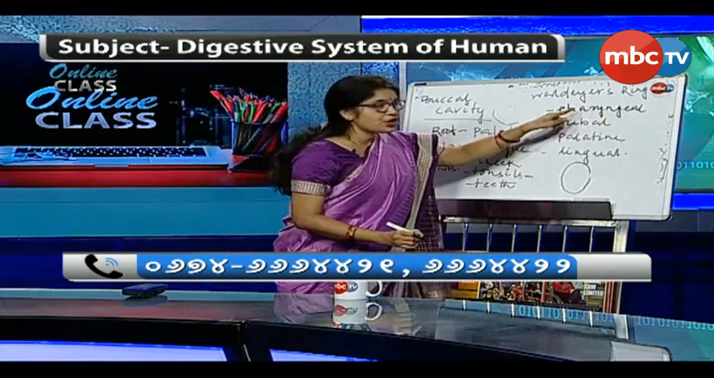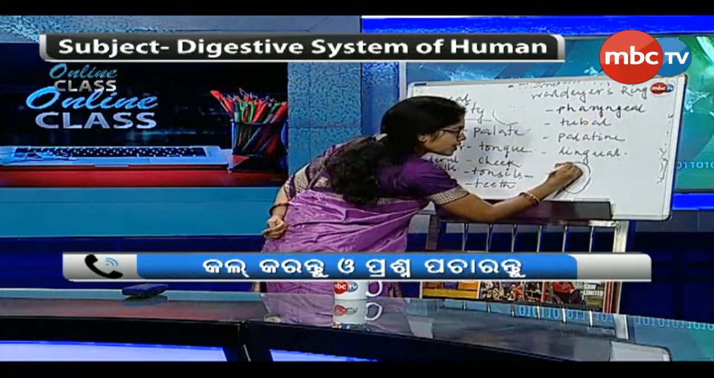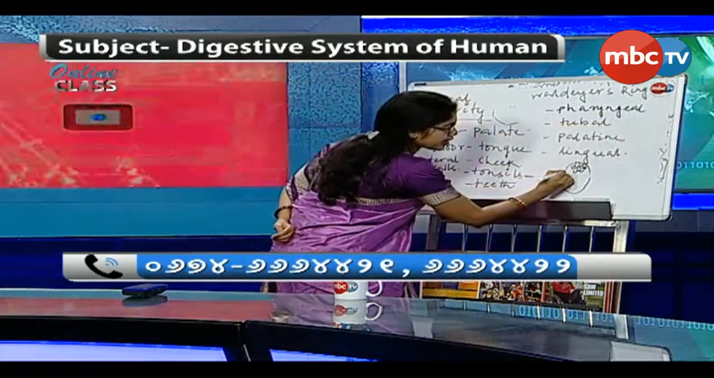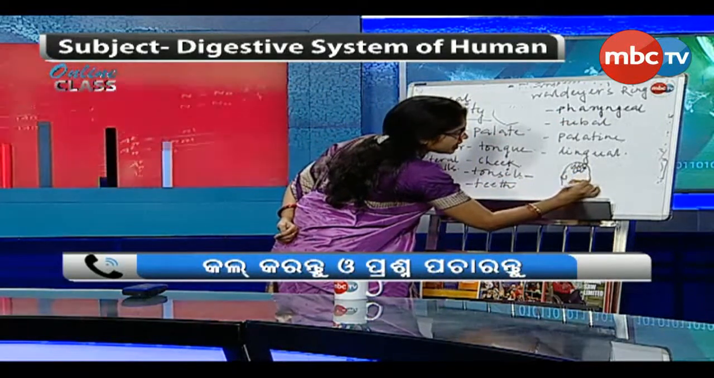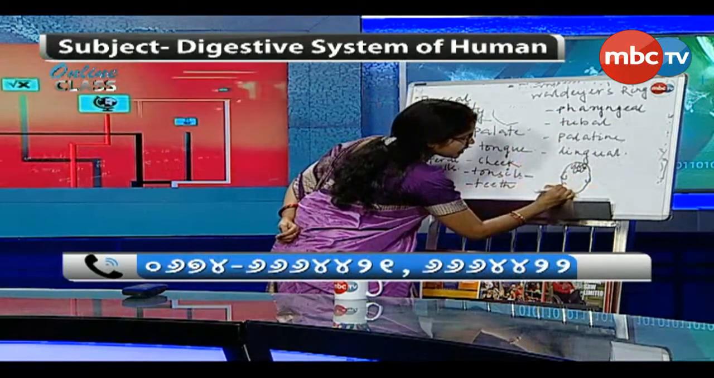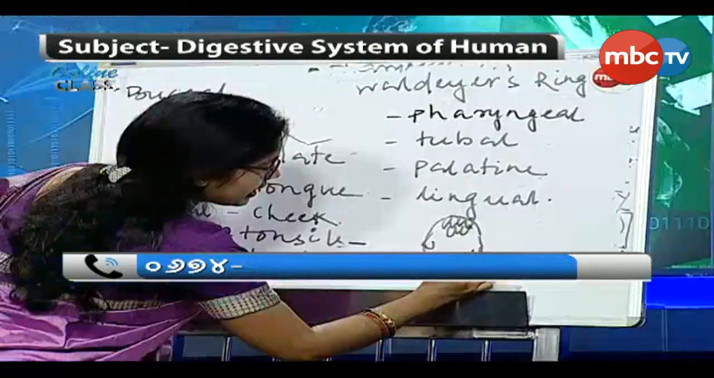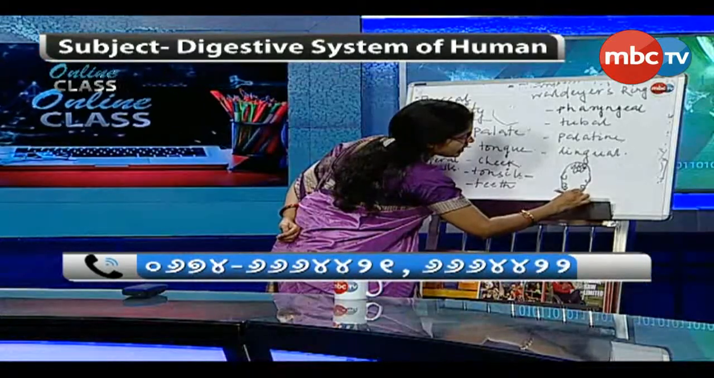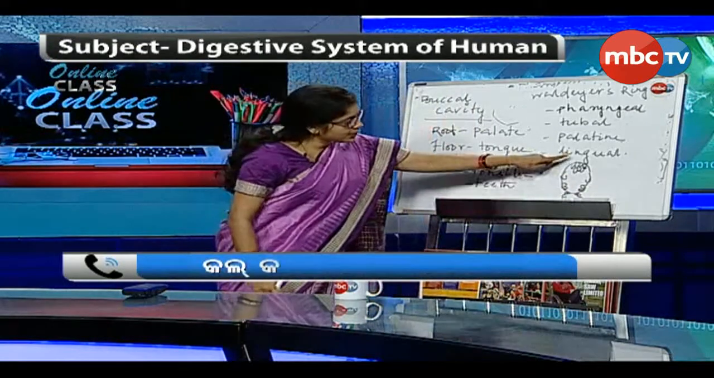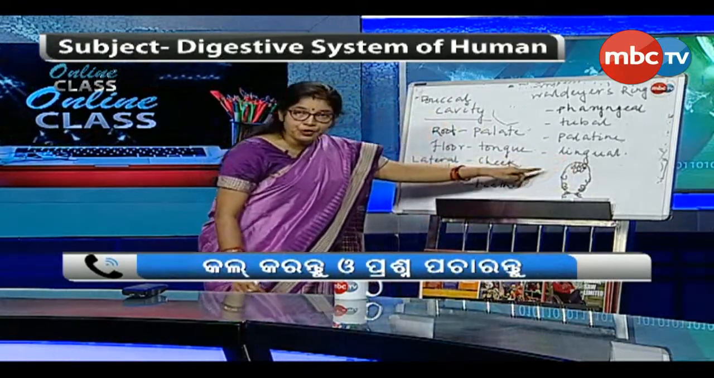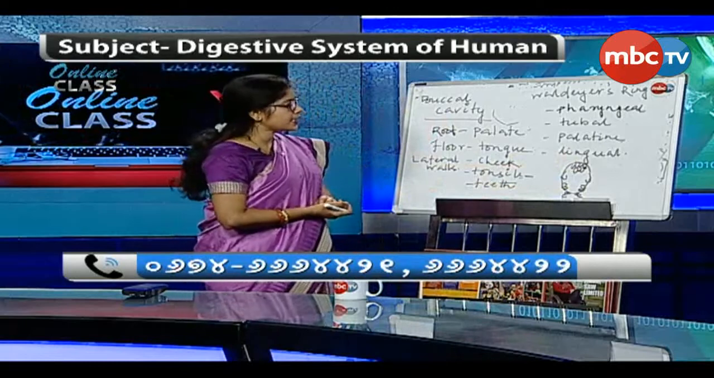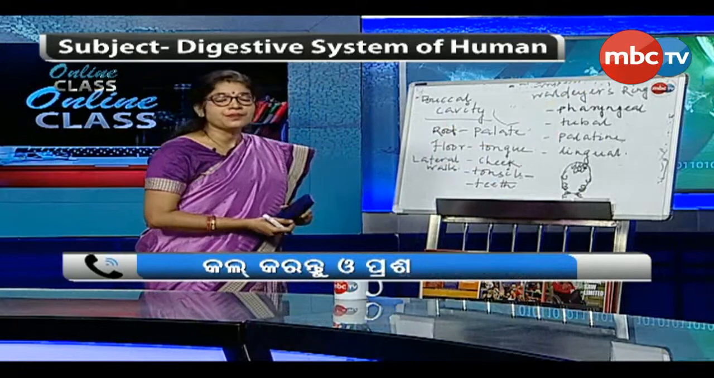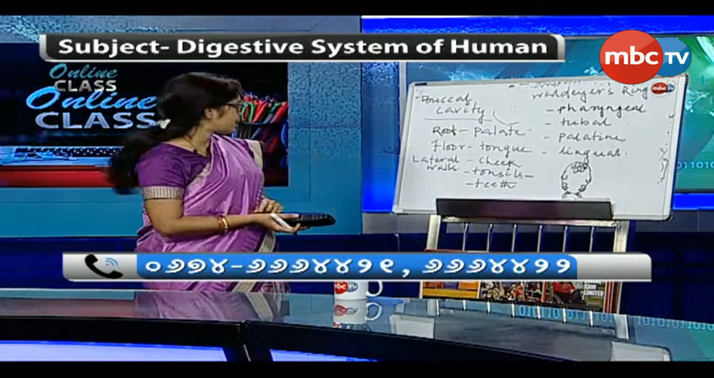So, what is the position of the pharyngeal tonsil? This is the position of the pharyngeal tonsil. Then the next one is tubal, which is present near this region. This is palatine, and the last one, that is lingual, which is present near this area. So, this is the position of the four different types of the tonsils, and they are arranged by forming a ring-like structure, and that is known as Waldeyer's ring.